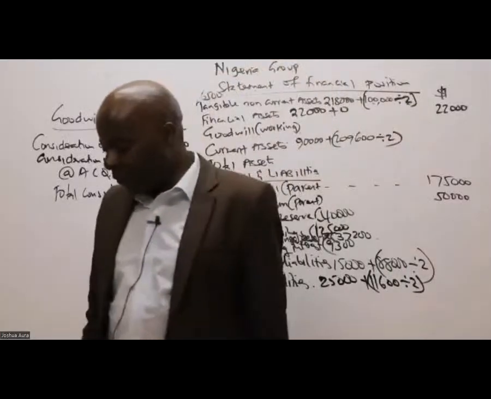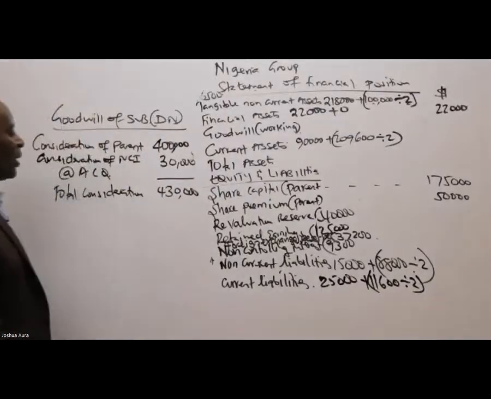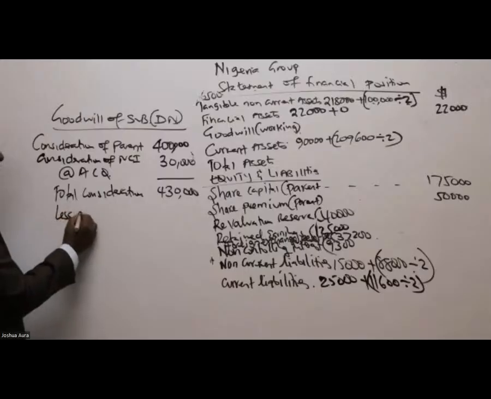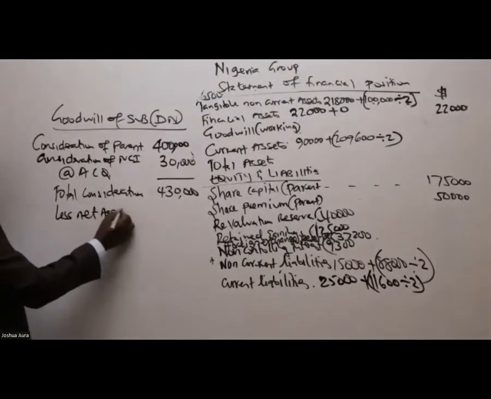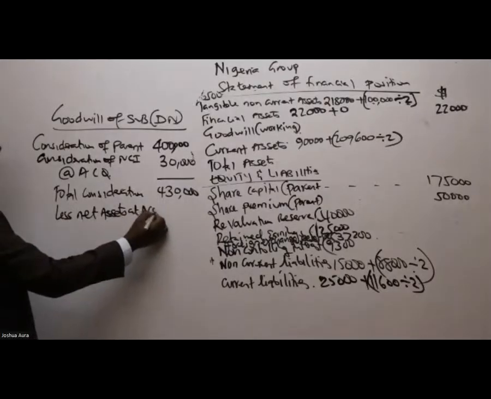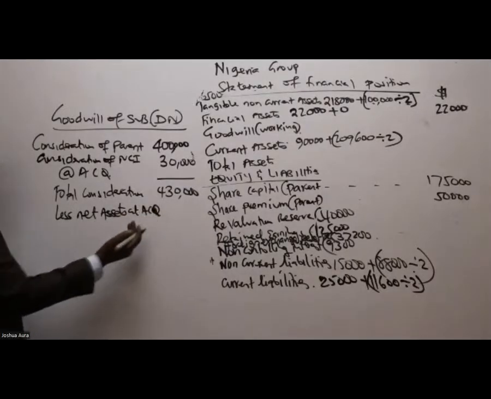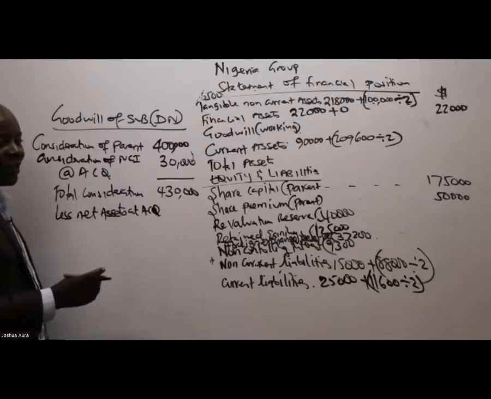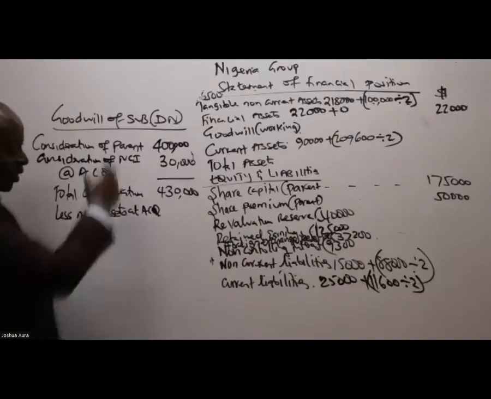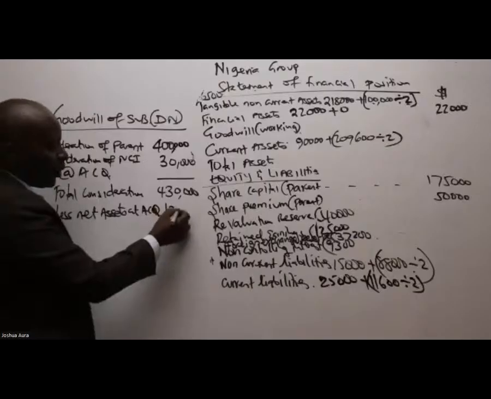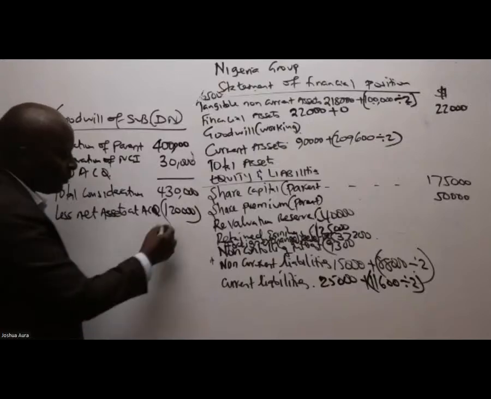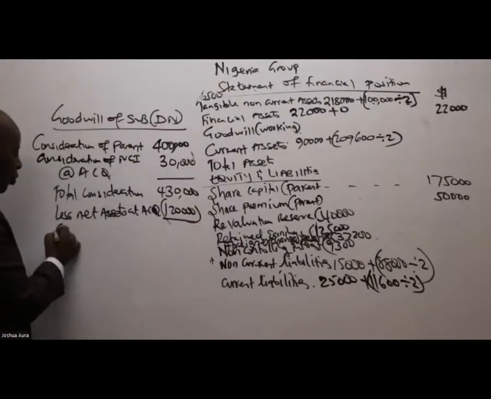Ladies and gentlemen, from there, give us the net assets. Less net assets at acquisition. I rubbed my figure a long time ago. Are you able to remember the net assets at acquisition? You have that table up there. Is it 120,000? Please subtract.